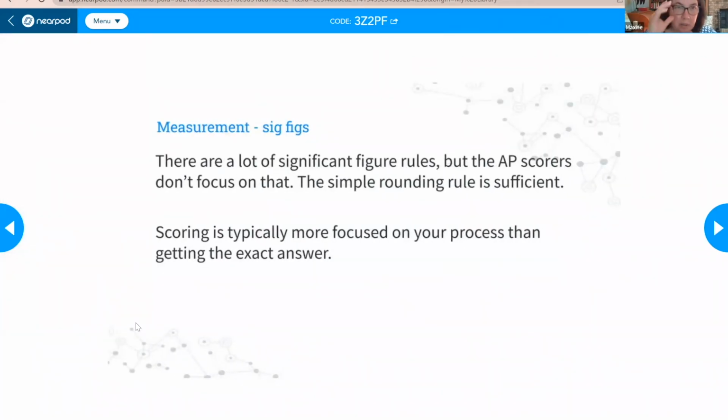And again, this is just kind of repeating that. There are several significant figure rules, mostly dealing with when a 0 is a significant figure and when it's not. But don't make that a huge focus. You do need to pay some attention to it. So I would read through that when you're reading through the workbook and the reading that I put in Google Classroom. But really, usually scoring is more focused on your process than it is on how you round it. So it is important, but it's not the most important thing.